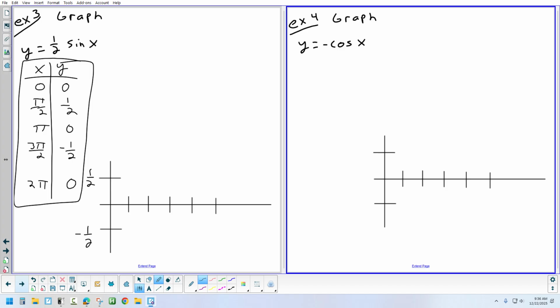Right, and let's try this one. What's really happening in this one? With the negative in front of the cosine x. Yep. It's getting multiplied by -1, so is that going to change the amplitude? No, there is no change in the amplitude, but something's going to happen. So what is going to happen?